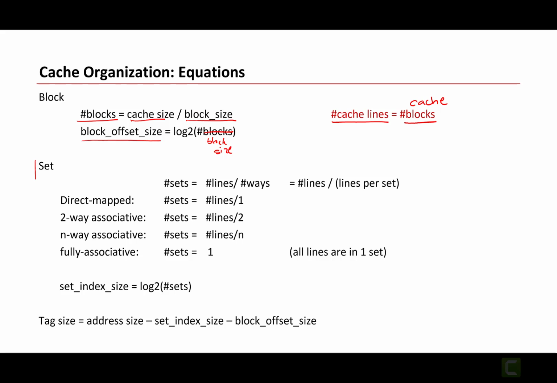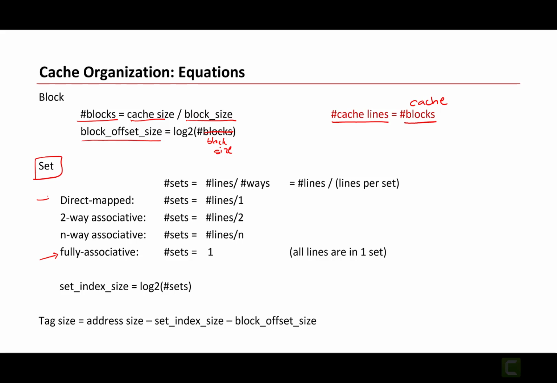Alright, so now we need to compute the number of sets. The easiest one is a fully associative cache because the number of sets is always 1. Doesn't matter what your cache size is, doesn't matter what your block size is. The number of sets in a fully associative cache is always 1. Why is that? Well, the way to think about it is in a fully associative cache, all the cache lines are part of one single set. A cache block therefore can be stored anywhere within that set, which consists of all the cache lines in the given cache.